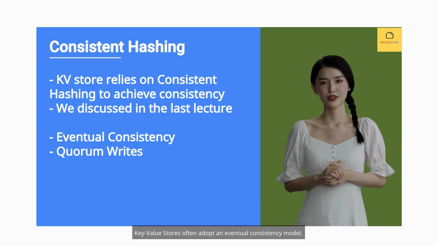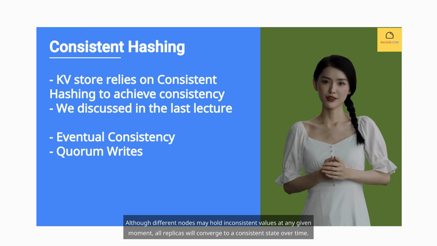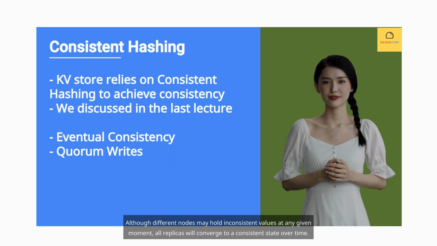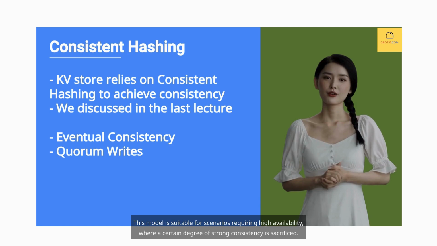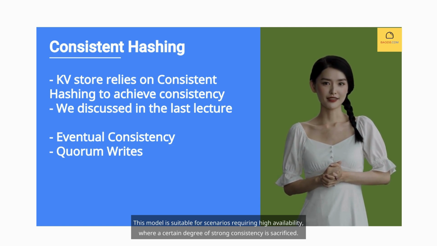Key-value stores often adopt an eventual consistency model. Although different nodes may hold inconsistent values at any given moment, all replicas will converge to a consistent state over time. This model is suitable for scenarios requiring high availability, where a certain degree of strong consistency is sacrificed.